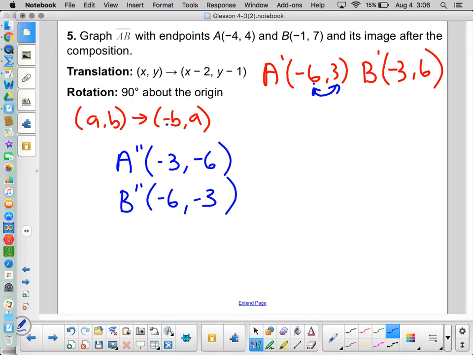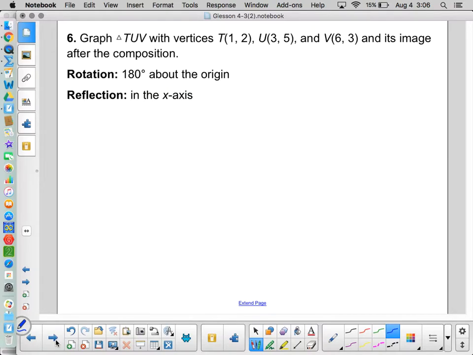And those are the coordinates for the endpoints of A double prime, B double prime after both transformations. Again, just do one transformation at a time in the order they're given. You'll have no problem. You're just putting steps together. Again, we could graph this after doing the rotation and the reflection. Let's go ahead and do that.